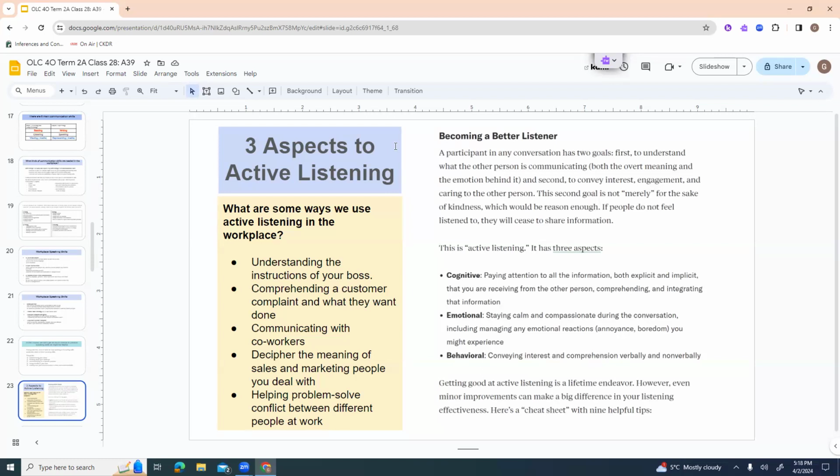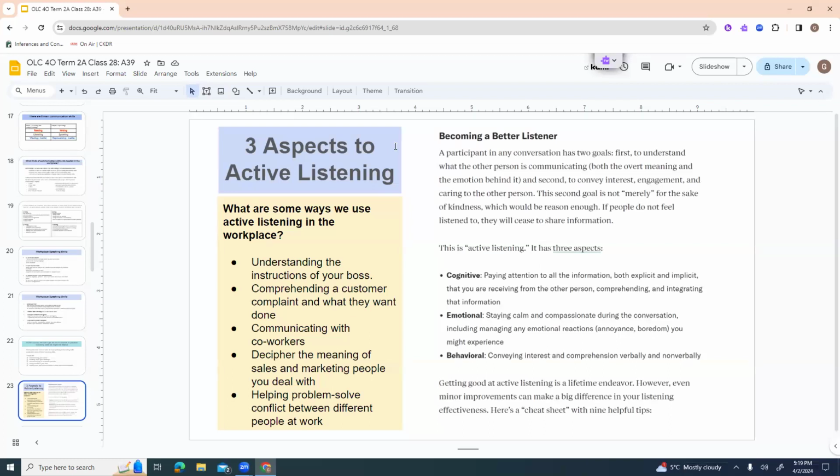First, to understand what the other person is communicating, both the overt meaning and the emotion behind it. And second, to convey interest, engagement, and caring to the other person. This second goal is not merely for the sake of kindness, which would be reason enough. If people don't feel like they're being listened to, they're going to stop talking and they're not going to share information with you. So this is all called active listening.